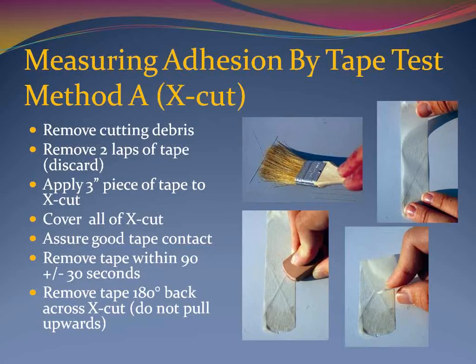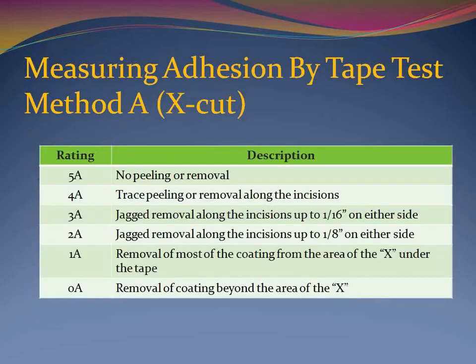60 to 120 seconds after applying the tape, remove it from the X cut smoothly and rapidly 180 degrees back across the X cut. Do not pull the tape upwards. Examine the X cut for coating delamination.